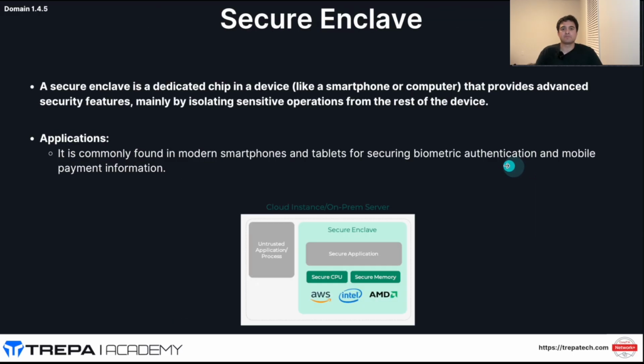Key management system. Okay, Secure Enclave. A secure enclave is a dedicated chip in a device like a smartphone or computer that provides advanced security features by isolating sensitive operations from the rest of the device, kind of like almost sandboxing or running things in your secure enclave away from the rest of the system. This could be used in your BYOD deployments when you have a corporate phone that allows you to have personal things on it. You can do something like a secure enclave. It is commonly found in modern smartphones and tablets for securing biometric authentication and mobile payment information. Also just for maybe doing things like Apple Pay, right?